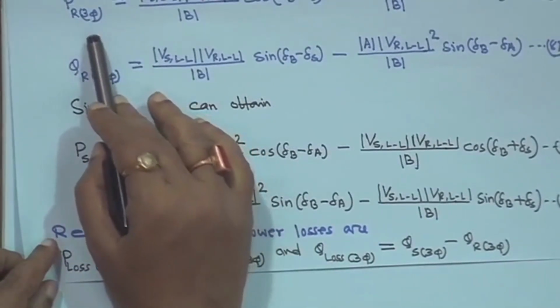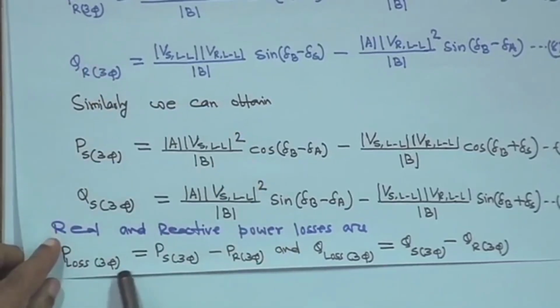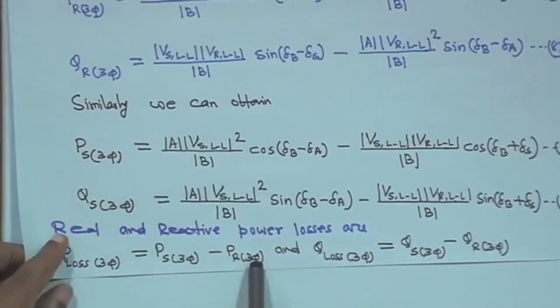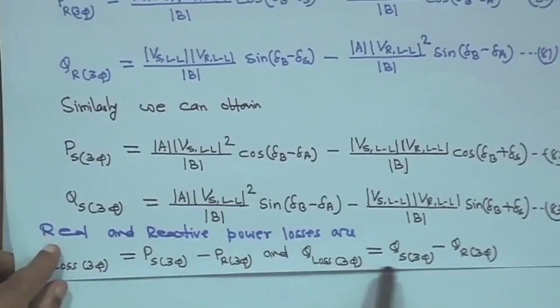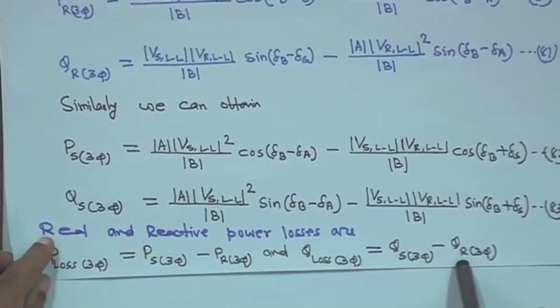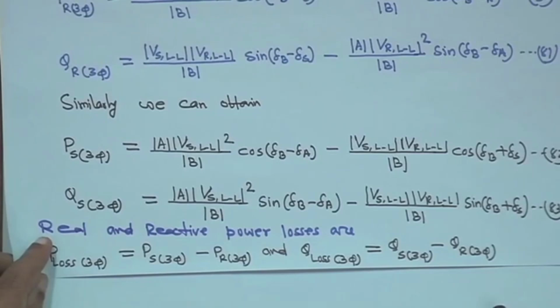So, real and reactive power loss you can easily find: sending end real power minus receiving end real power will give you 3 phase real power loss. So, P loss 3 phase is P s 3 phase minus P r 3 phase, and Q loss 3 phase will be Q s 3 phase minus Q r 3 phase, right. This way you can calculate the loss. This is another way of calculating, there are many ways.